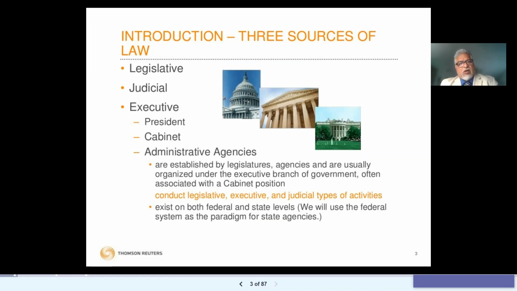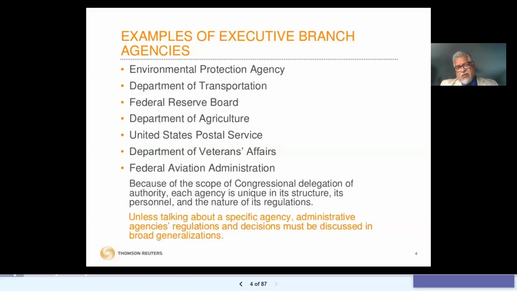doing administrative law research. So there are three sources of laws: legislative, judicial, and the executive. And the executive now is combined between the president, the cabinet, and the administrative agencies. These agencies are established by the legislatures, and agencies are usually organized under the executive branch of government, but not necessarily always. Often they're associated with the cabinet position, conduct legislative, executive, and judicial types of activities, and exist at both the federal and the state levels. So you see that administrative law applies to both federal and state law.